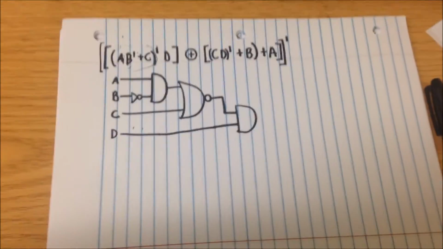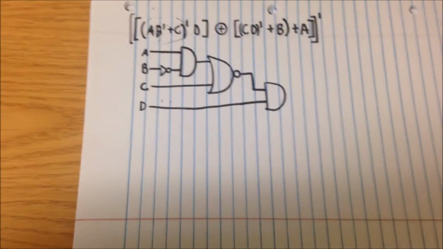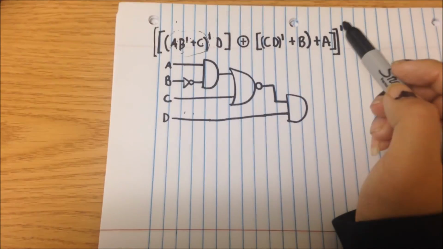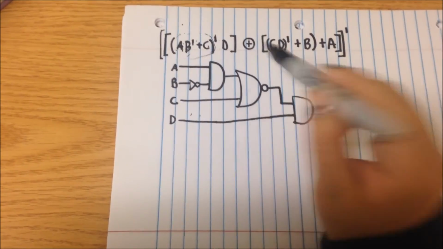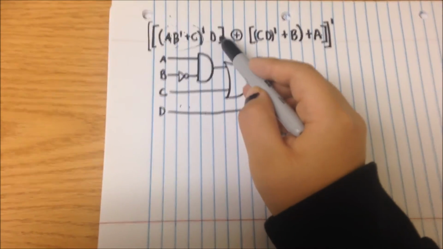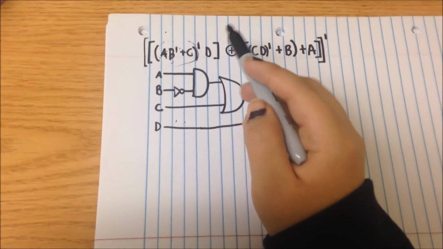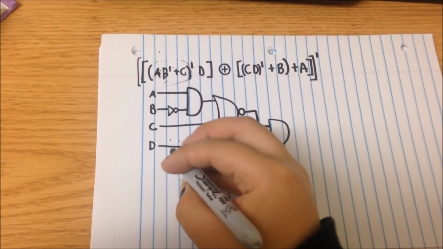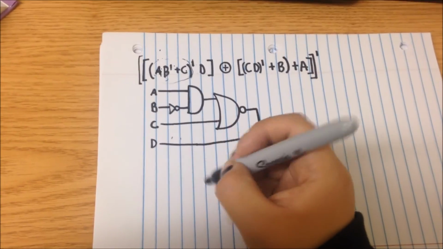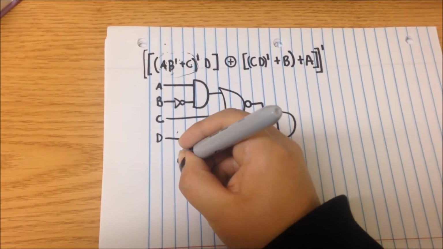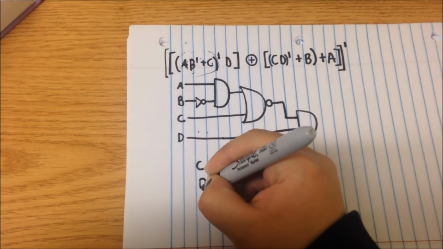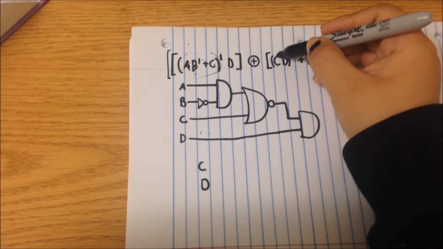Alrighty, now that we're good here, let's focus on this one right here. Now here, we want to come down here separately. We're working this like parentheses by parentheses. So here you have your C. So let me get this in order. C, and your D here, because that's what we're given.